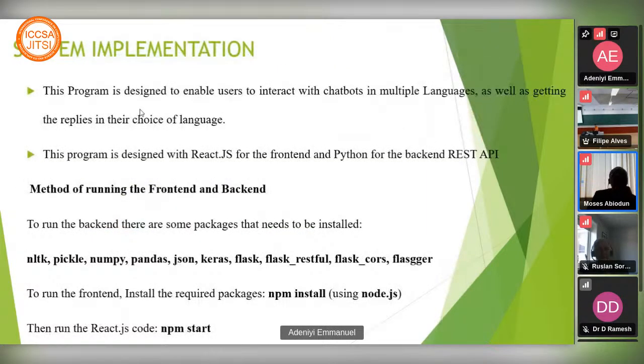Next. Now, the implementation process. This program is designed to enable users to interact with the chatbot in multiple languages, choosing the language of their choice. The method of running the front end and backend is to install the packages, NumPy and Pandas, using Python, and then to run the front end, we require npm install and then npm start. Once we have that, the program will be able to run.